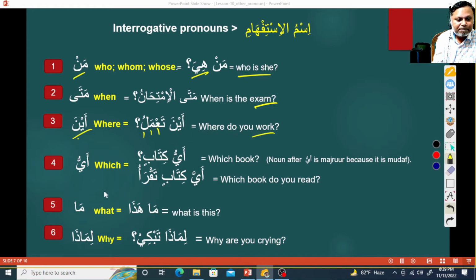Where do you work? And ayu means which. Like ayu kitabin, which book. So after ayu, any word will be in the genitive state. The kasrah will be here. Like ayya kitabin takrau. Ayya kitabin takrau means which book do you read?